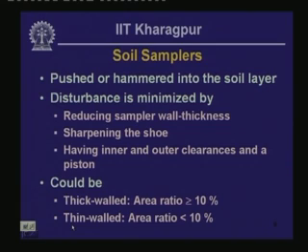Now, what is a thick wall sampler and what is a thin wall sampler? Thick wall samplers are those samplers which have an area ratio of greater than or equal to 10%, whereas thin wall samplers have an area ratio of less than 10%. Now, what is an area ratio? Area ratio is the ratio of the area underneath the wall of the sampler to the cross-sectional area of the soil sample that has been taken within the sampler during the sampling process.